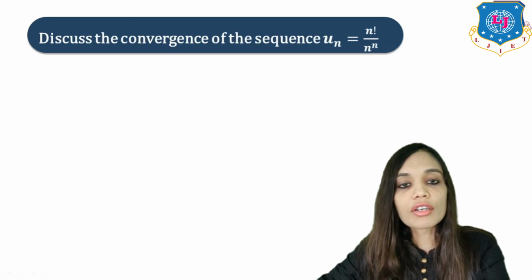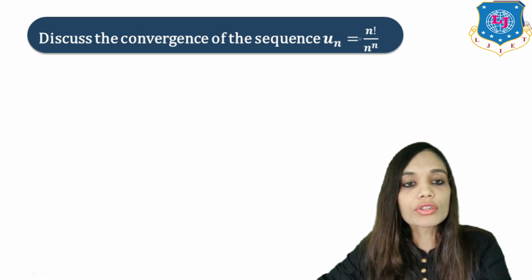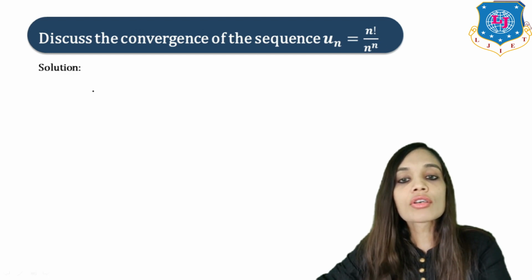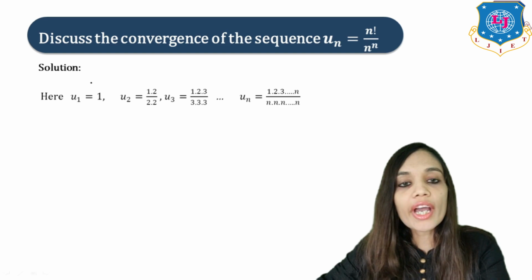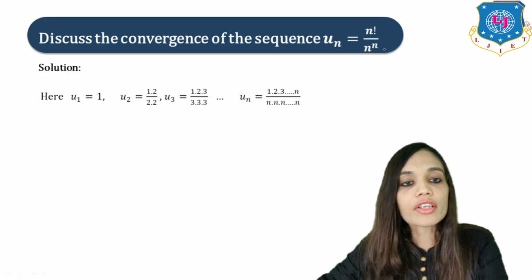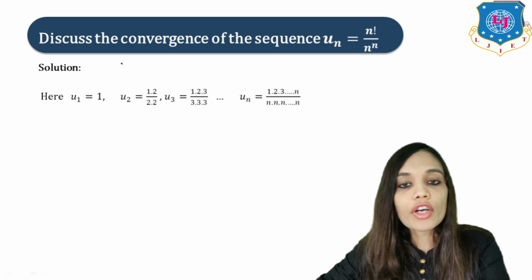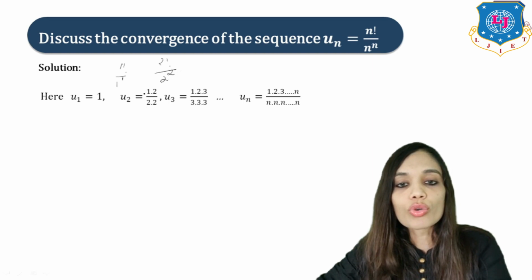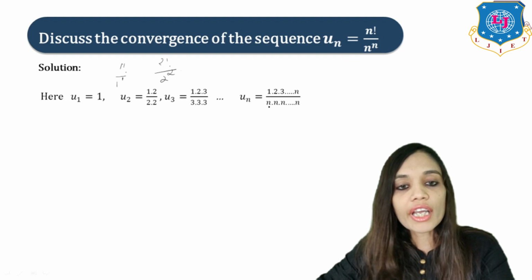Here we have to discuss the convergence of the sequence un equal to n factorial upon n raised to n. So let us start with its solution. You are given un as n factorial upon n raised to n. Start putting the values of n. If you put 1, you will get 1 factorial upon 1 raised to 1, which will give us answer as 1. Similarly, find your u2. So u2 will be what? 2 factorial upon 2 raised to 2. So 1 into 2 upon 2 into 2, and so on. un will be equal to 1 into 2 up to n upon n into n.